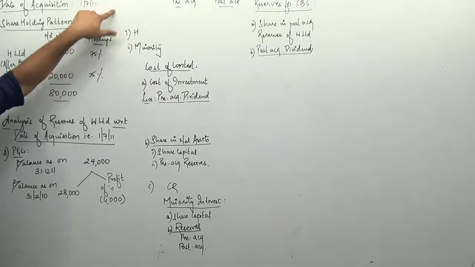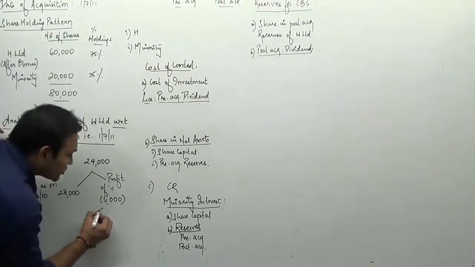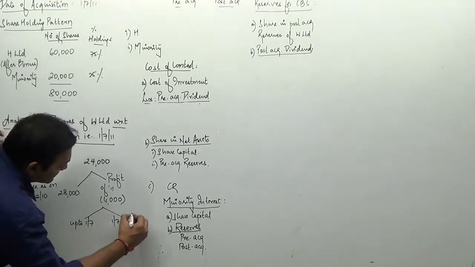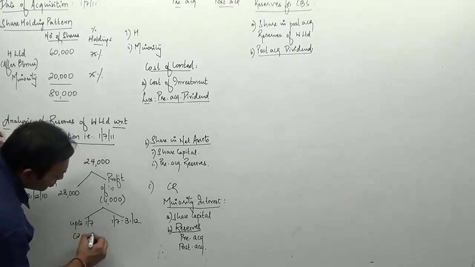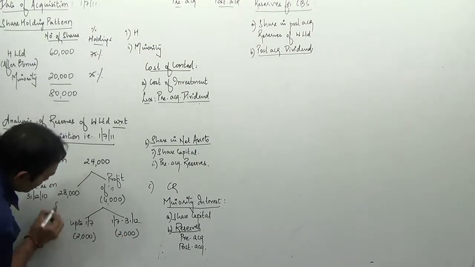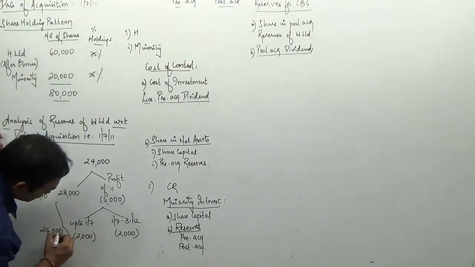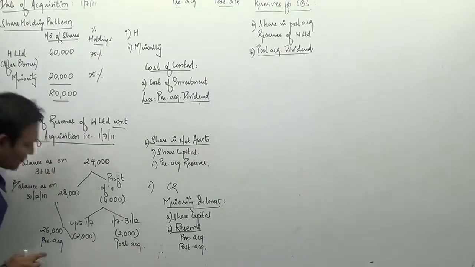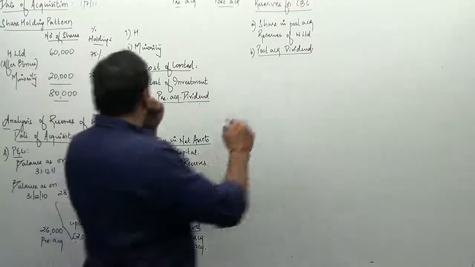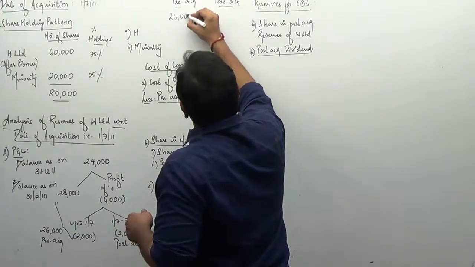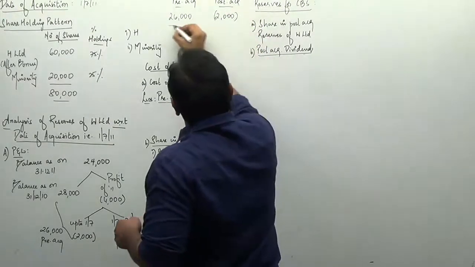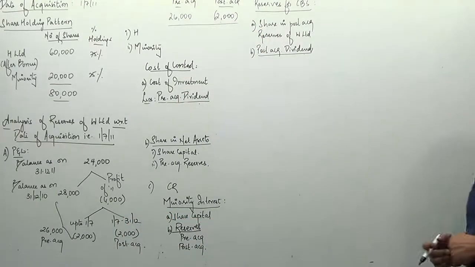Date of acquisition is 1-7. This is the total year's profit. So what do we do? Split it up to 1-7 and from 1-7 to 31st December. Exactly half, 2,000 and 2,000. Pre-acquisition is 26. Post-acquisition is negative 2. Cross-verify, 26 minus 2, balance back to 24. Splitting it in the ratio of 75-25.